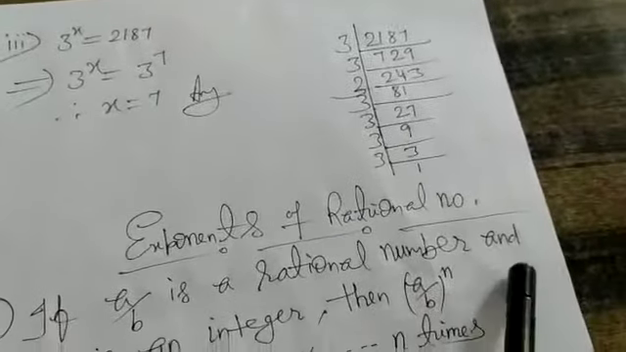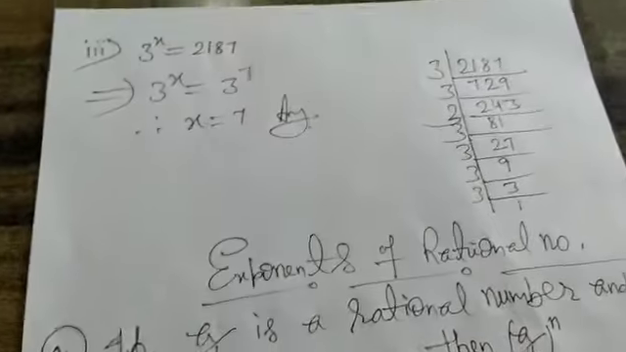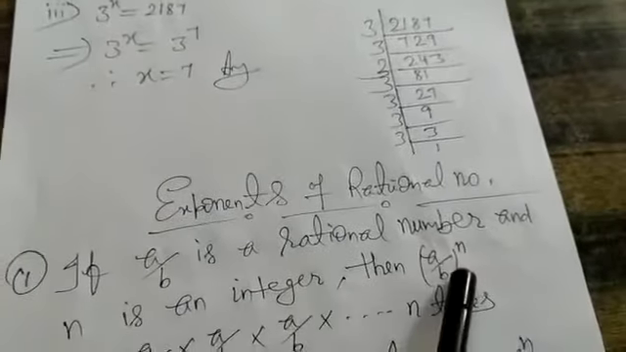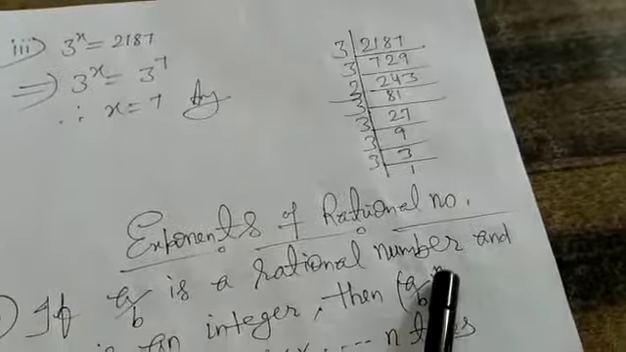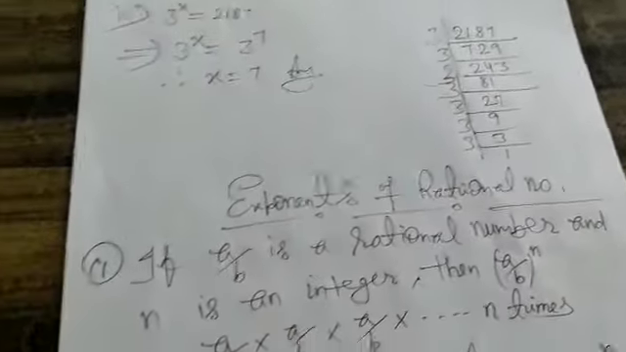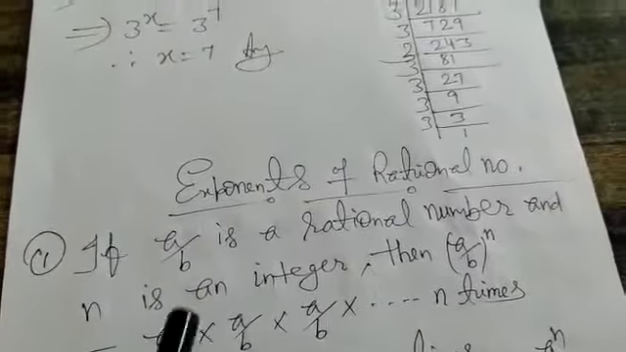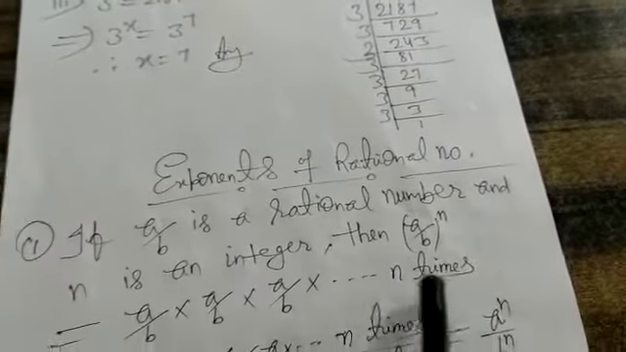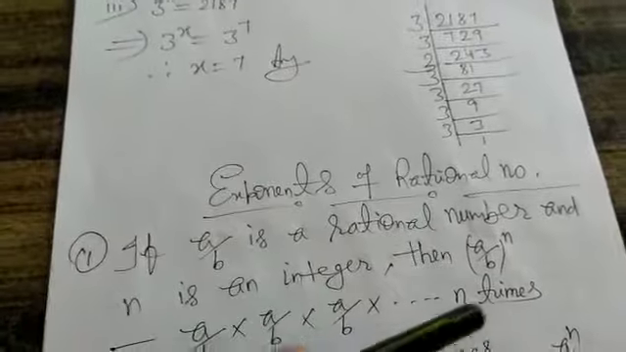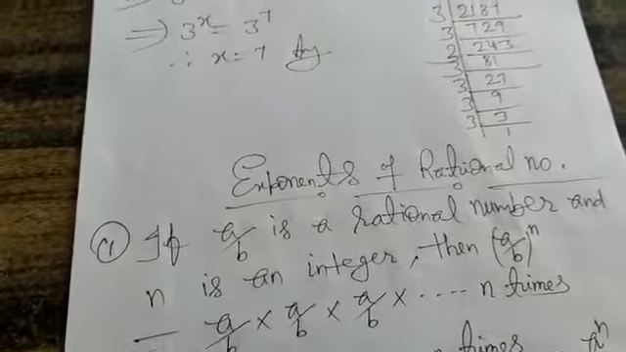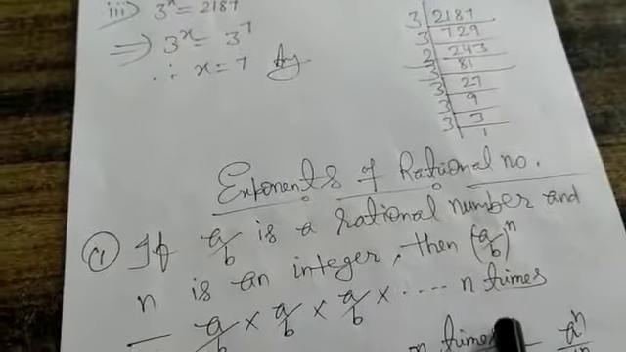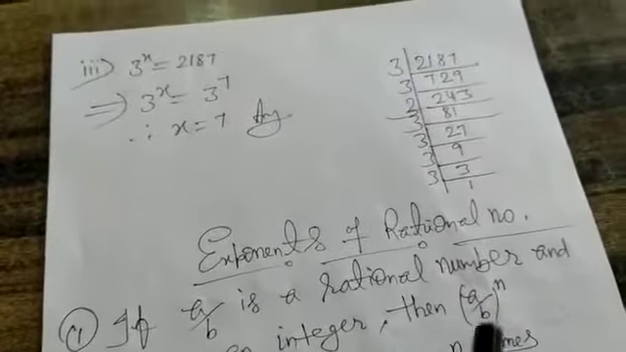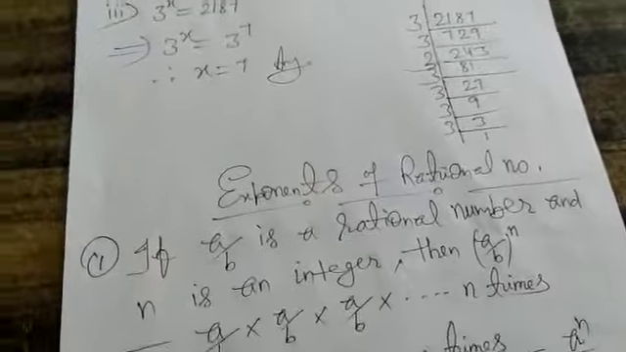if a by b is a rational number and n is an integer, then (a by b) raised to power n is equal to a by b into a by b into a by b into dot dot dot up to n times. Here the multiplication of a by b is repeated n times. That's why it can be written as (a by b) raised to power n.